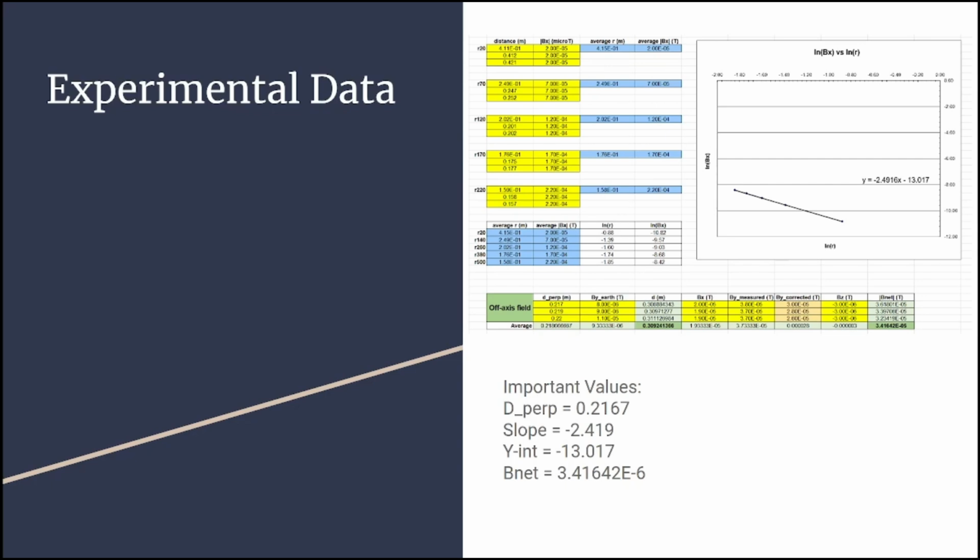And so some of the important values from this were that the perpendicular distance that we measured from was 0.2187 meters. The slope of our graph was negative 2.4916. The y-intercept was negative 13.017, and the net magnitude was 3.416 times 10 to the negative 6 for the off-axis.